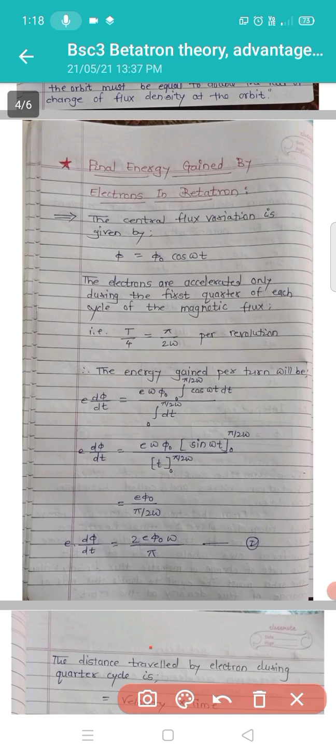Now further solving this, we get e dφ/dt equal to eωφ0 times the integration of cos ωt dt, which gives sin ωt, over the limit 0 to π/2ω. Then again further solving, we get e dφ/dt equal to 2eφ0ω/π, equation number 1.